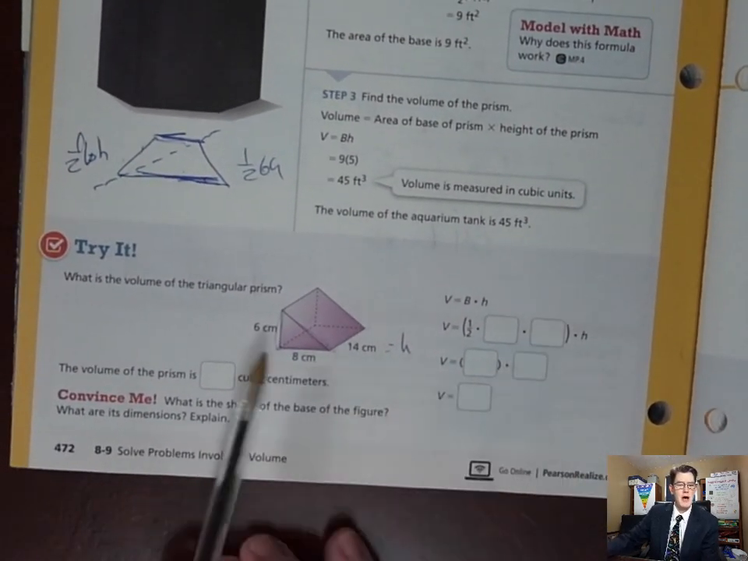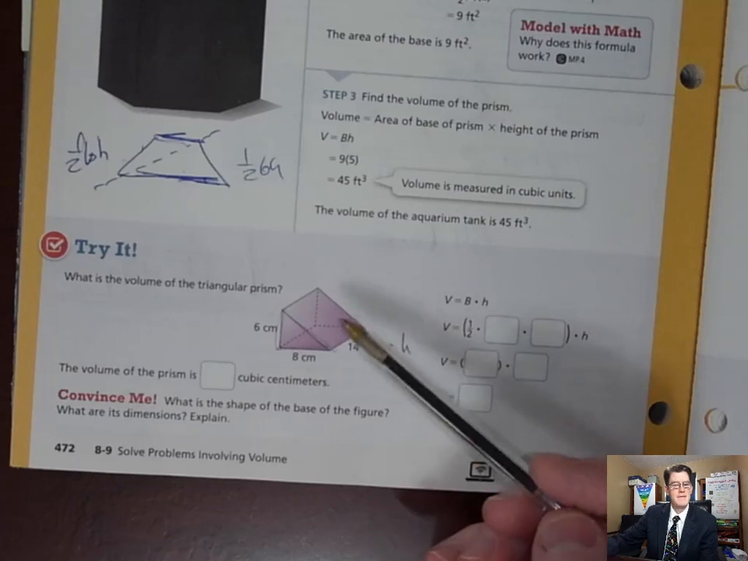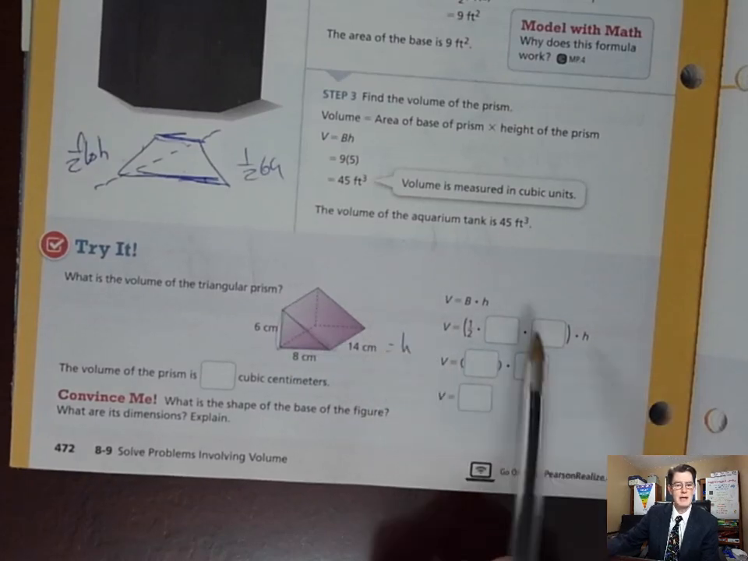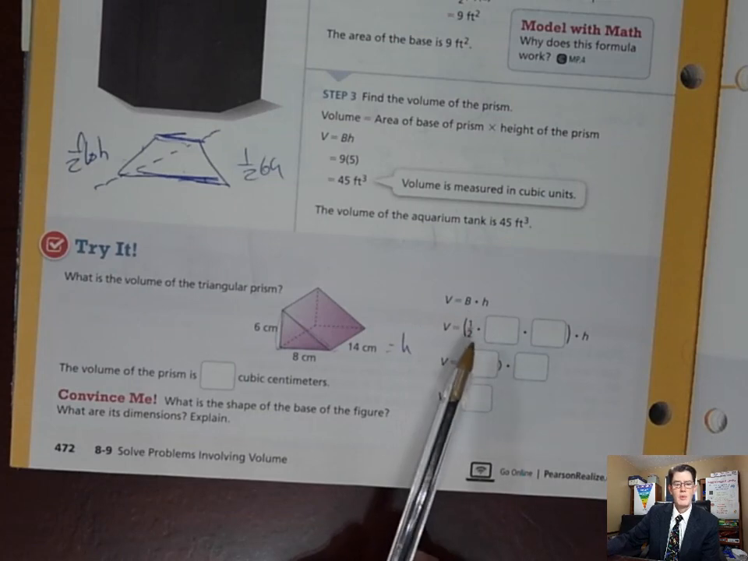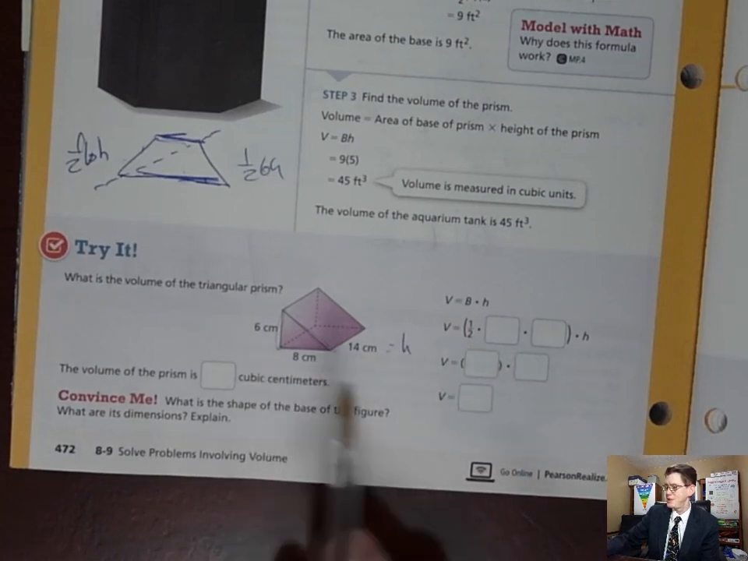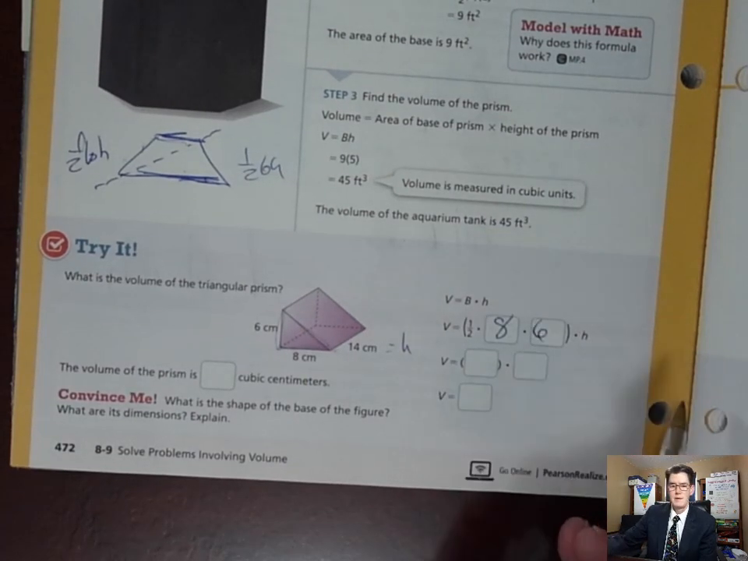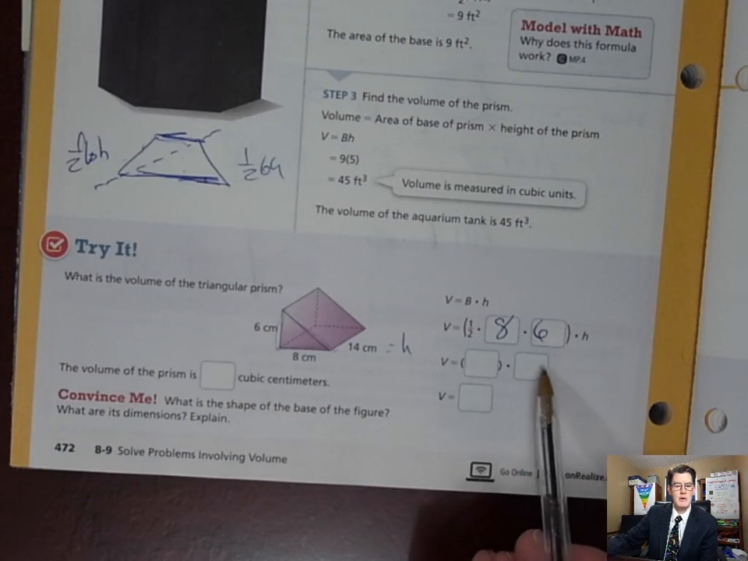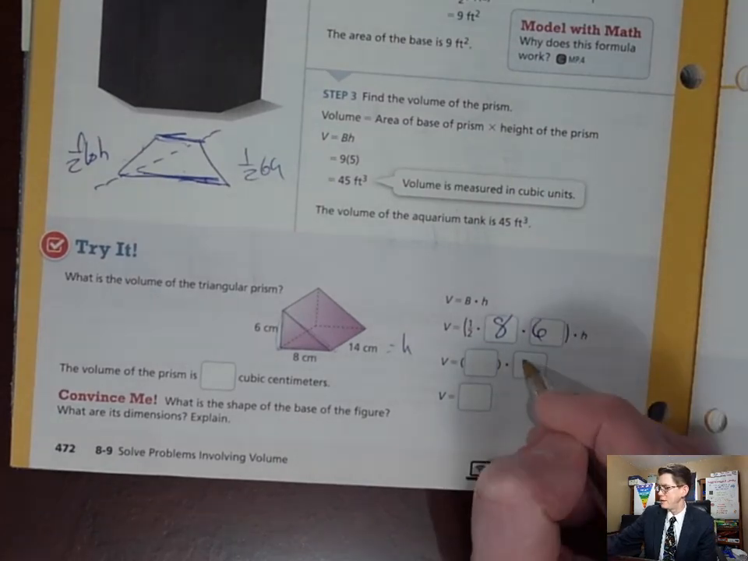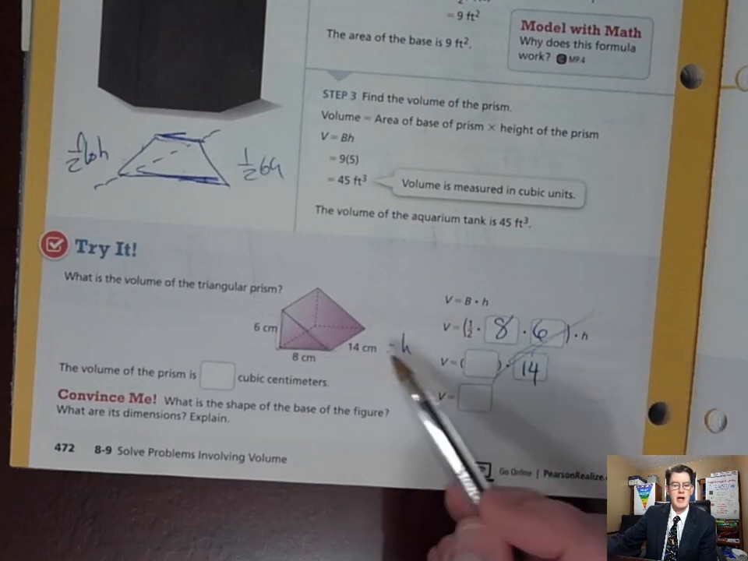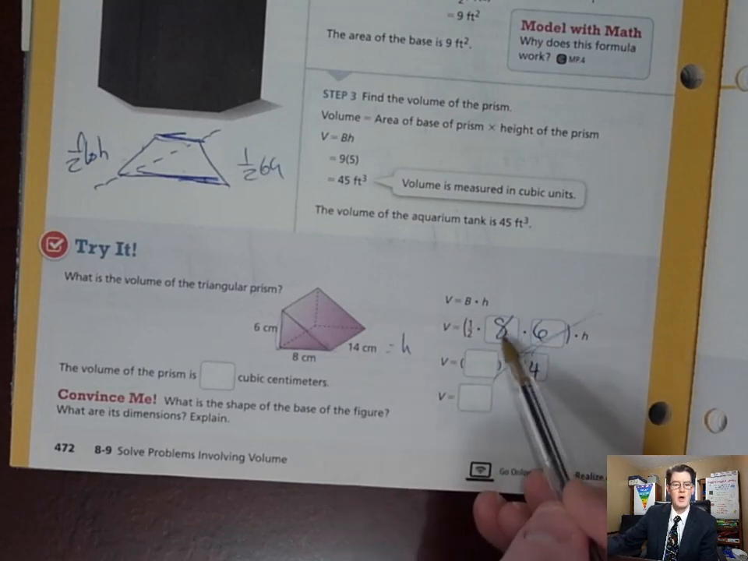So here we go. What's the volume of a triangular prism? You find the area of the base, and then times it by the height. Oh, here we go, the base times height. So 1/2 base times height, 1/2 of base, 8 times 6. That's the triangle, and then times it by the height, which is 14. So whatever this 8 times 6 is, whatever this triangle is, let's see, that's 48.